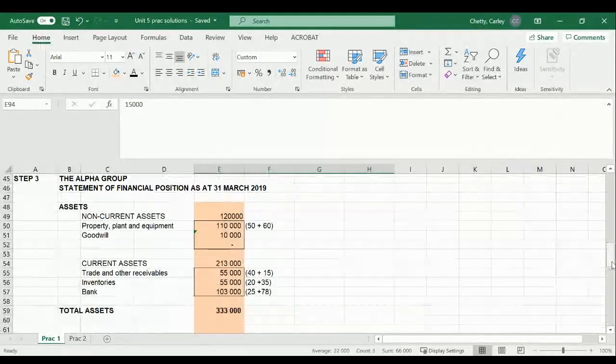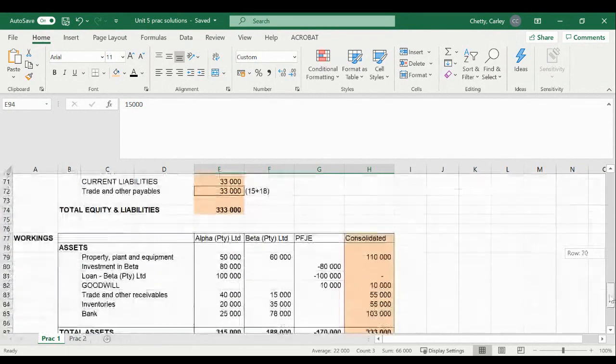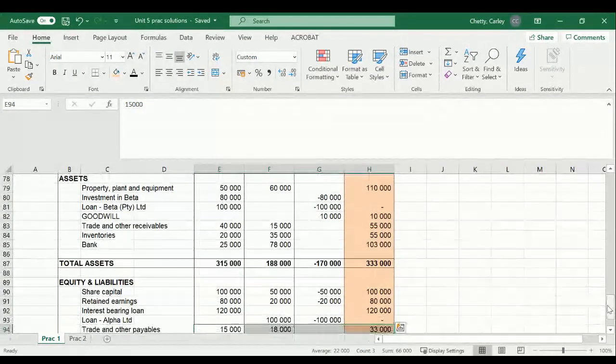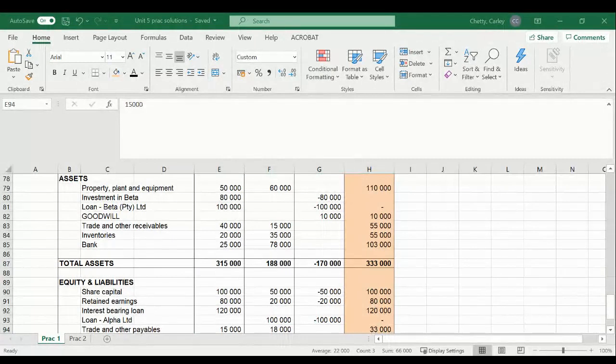Okay, so this is the last requirement. They ask you for the statement of financial position, and that is what we have done. So we went through the workings in detail. Okay, do you guys have any questions on this scenario?